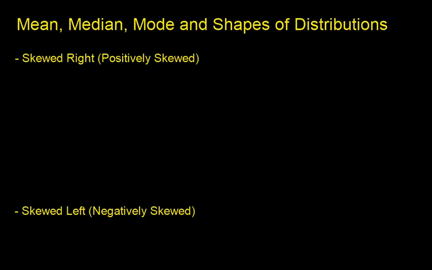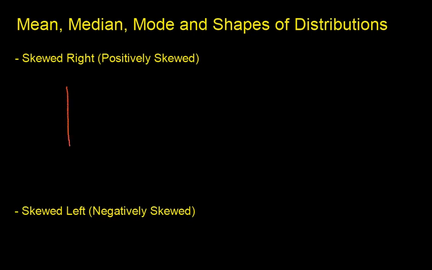In this video, we're going to consider the shapes of distributions and how to tell where the mean, median, and mode are relative to each other based off of the shape of the distribution. Okay, so let's start with a skewed right distribution.